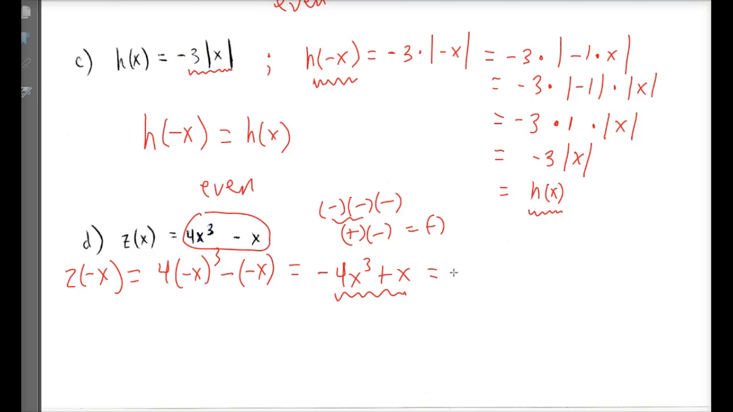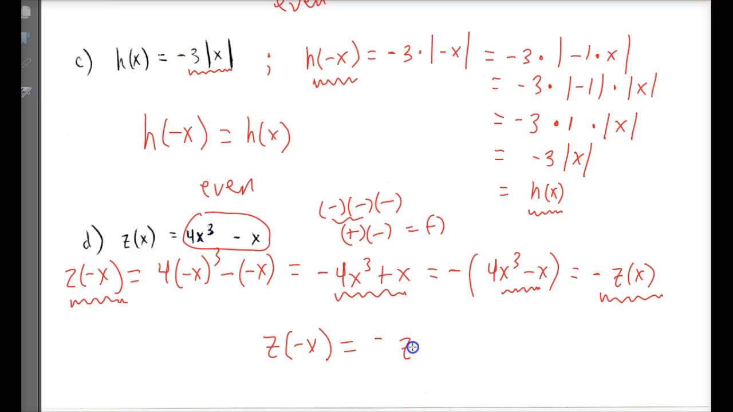And so to clearly show that, I could factor out a negative 1 out of both terms, which will essentially just change the signs of each term. And if you notice, this is the exact same thing as we had in the beginning. So we could rewrite this as just negative z of x. So z of negative x just equals negative z of x. And so this tells us from our rules that this will end up being an odd function. Okay.